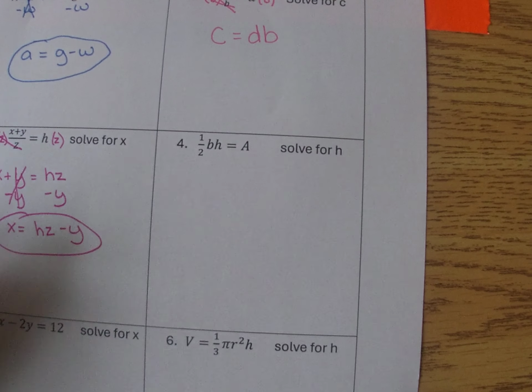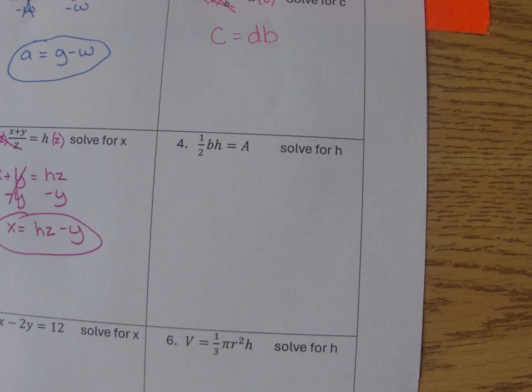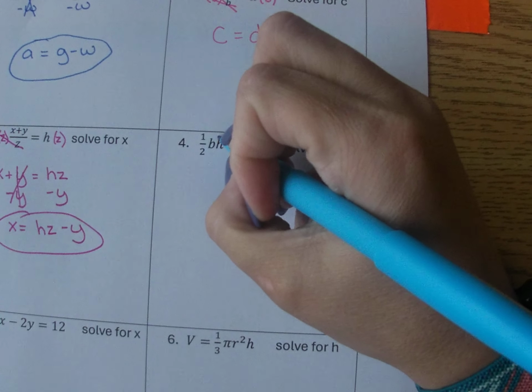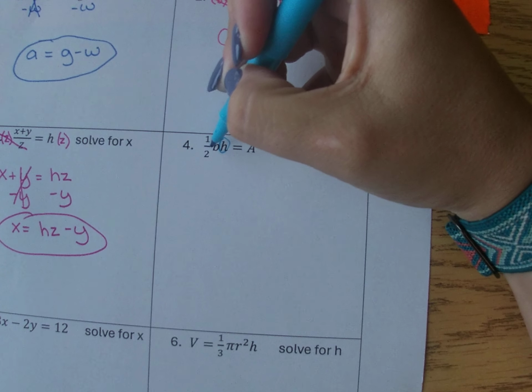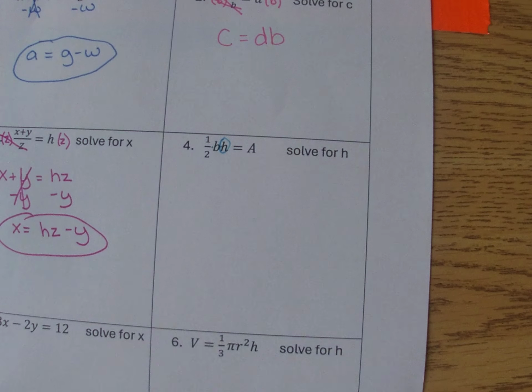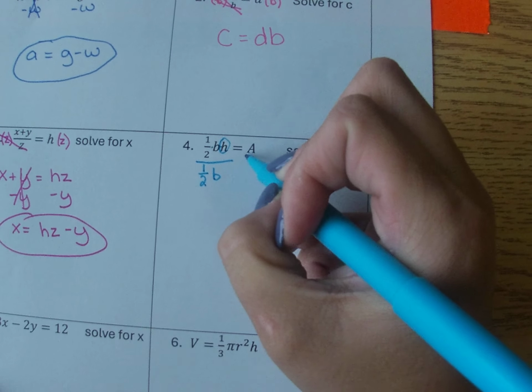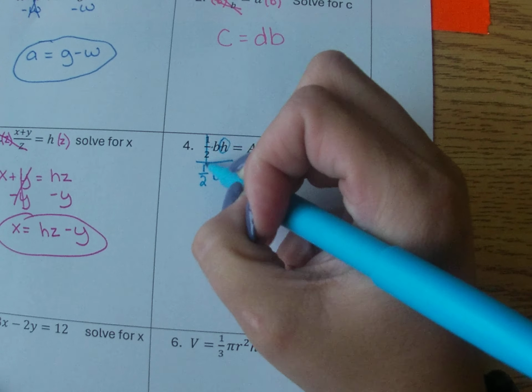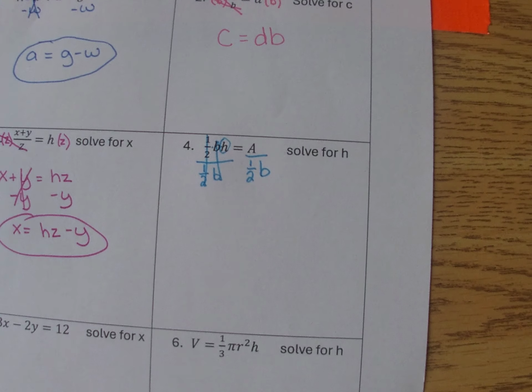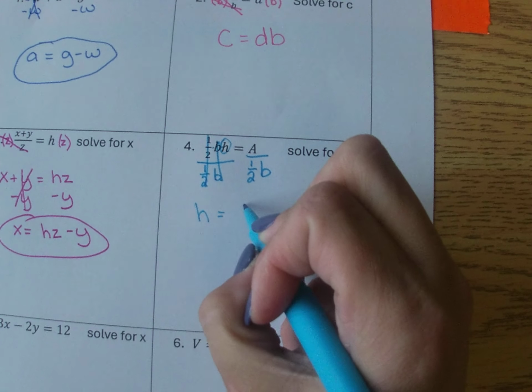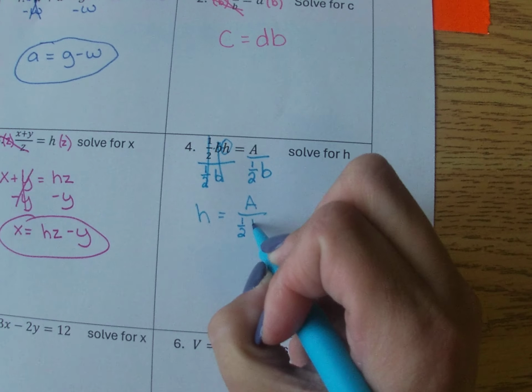Number 4 has an added piece that we want to consider. It's asking us to solve for h. When we look at this, the important thing to recognize is that all of these pieces are multiplication. It's 1/2 times b times h. That entire left-hand side is all attached with multiplication. When that is the case, we can divide by all of the pieces we want to divide by at once. So I can divide by all of this 1/2 b that I need to get rid of, and I can cancel out that 1/2 and b at the same time. This leaves me with h equals a over 1/2 b.